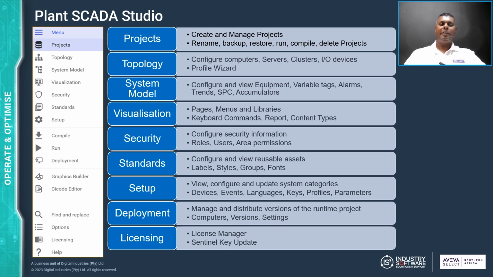The setup activity allows you to configure alarm categories, devices, groups, languages, events, reports, and keyboard keys. The deployment activity allows you to manage and distribute versions of the runtime projects to computers in your network. The license activity allows you to launch the floating license manager or update a Sentinel protection key.